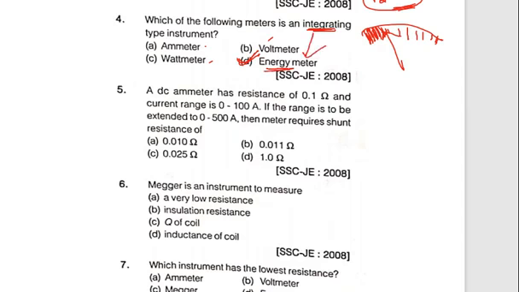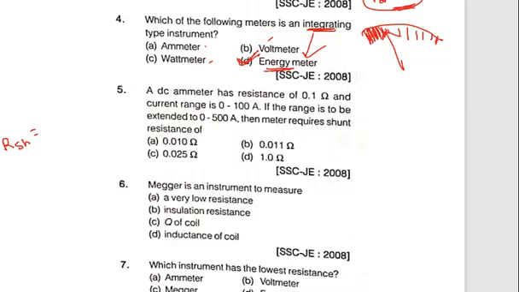Next, a DC ammeter has a resistance of 0.1 ohm and current range is 0 to 100 amps, and if the range is to be extended to 0 to 500 amps, then the meter requires what shunt resistance? He is asking the shunt resistance value. How do we calculate? As I said in the previous class, I have explained the formula regarding this.